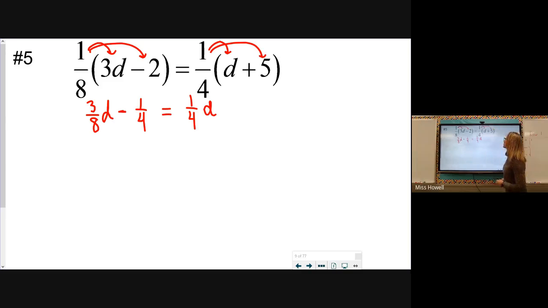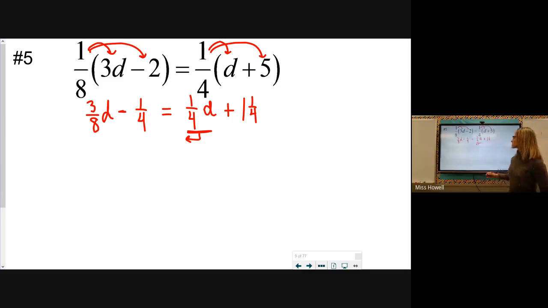All right, there are no like terms here, so now we're ready to move our d terms all to one location. I'm going to continue to move it to the front, since most of us want that d in the front portion of the equation. So we need to get rid of a 1/4 d by subtracting 1/4 d from both sides. So we have 3/8 d, we're going to subtract 1/4 d from it. We still have our minus 1/4 here.